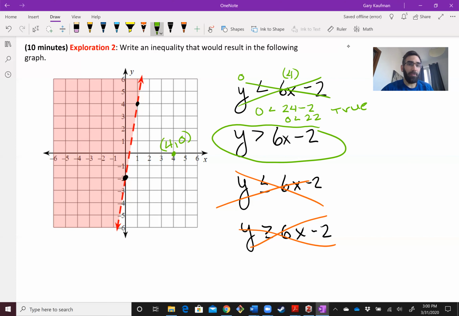Well, if you want to feel confident about this, pick any ordered pair on the orange side, and it's going to work. Or pick any on the white side, it's not going to work. Say, for example, let's pick one that we know is going to work: (-2, 2). So I get 2 is greater than 6 times -2 minus 2. 2 is greater than -12 minus 2. 2 is greater than -14. That is true. We wanted it true. There's my inequality.